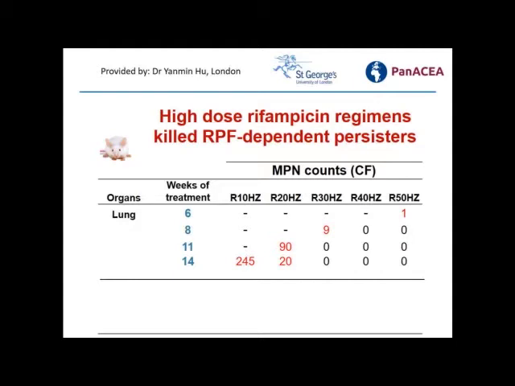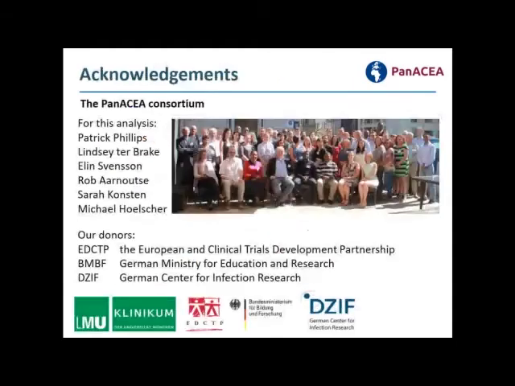You can see that at the normal dose after 14 weeks the lungs were not sterile from these persister organisms, but as the rifampicin doses increased, it seems to have been possible to sterilize these lungs even after 8 weeks of treatment. Also, this data is currently under publication.